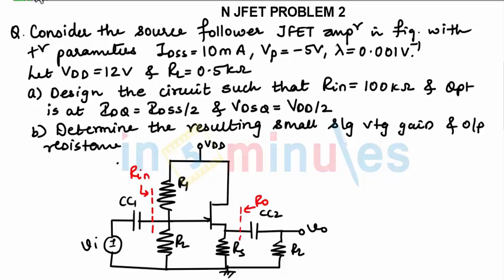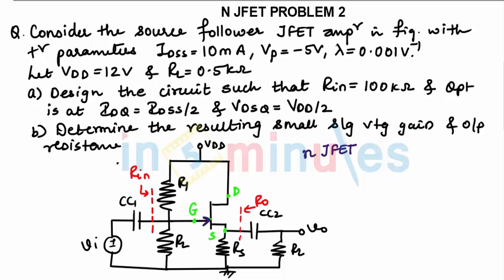Now last time we solved the problem of P JFET. Now we have N channel JFET. If you see in the question, they have given us an N channel JFET. So this becomes your gate, this is your drain, and this is your source. Since the arrow is pointing towards, it is N JFET.